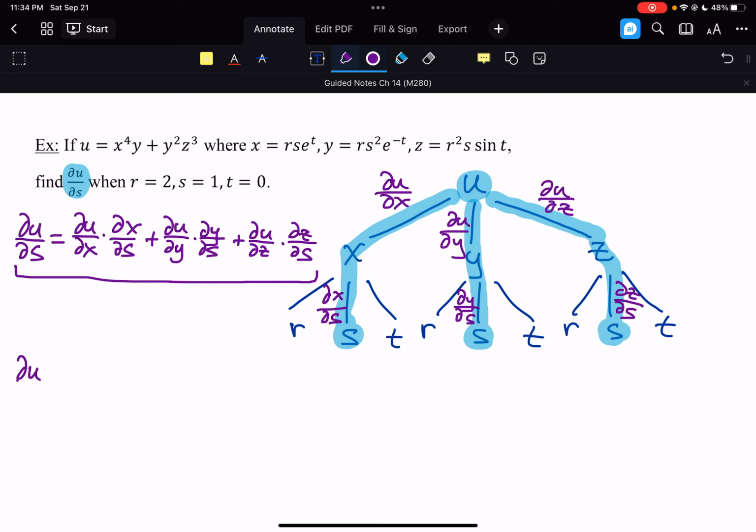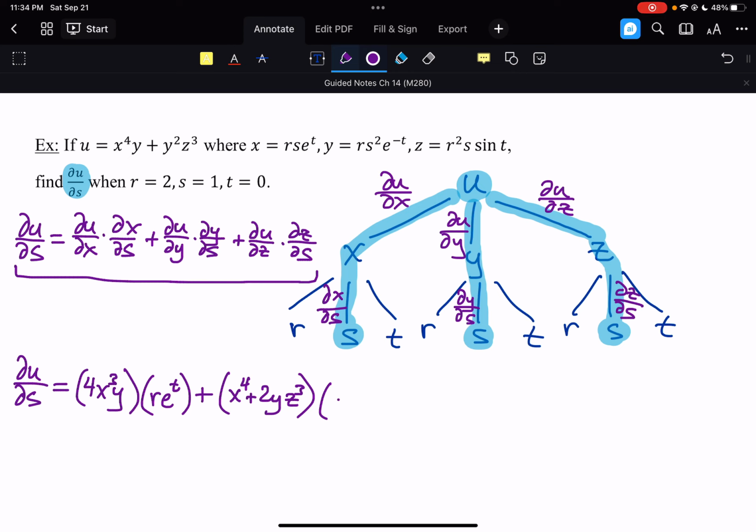So partial u with respect to s. With respect to x, we get 4x cubed y plus 0, because there's no x's over there, times, with respect to s, just r e to the t, plus, partial with respect to y, we get x to the 4th plus 2yz cubed, times partial of y with respect to s, that's 2rs e to the negative t, plus partial with respect to z, we get a 0 here, and then a 3y squared z squared, times partial z with respect to s, that's r squared sine of t.